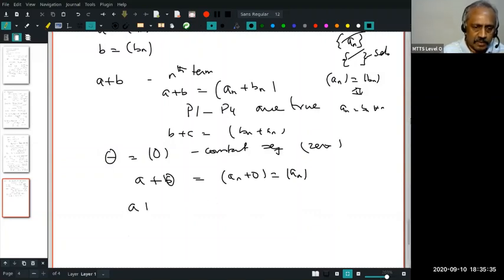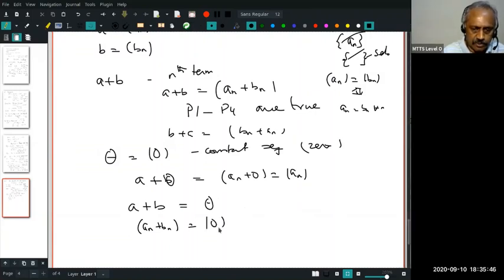And given a, when is a plus b equal to theta? Now again, a plus b will be a_n plus b_n. That must be equal to 0. Therefore, these two sequences are equal. That means a_n plus b_n must be 0 for all n. That means my b_n must be minus a_n. Therefore, the sequence must be minus a_n.